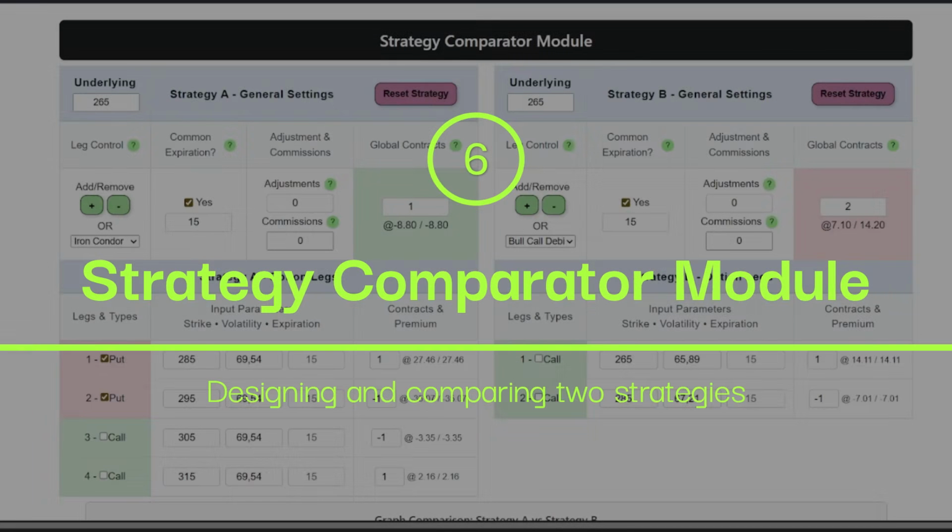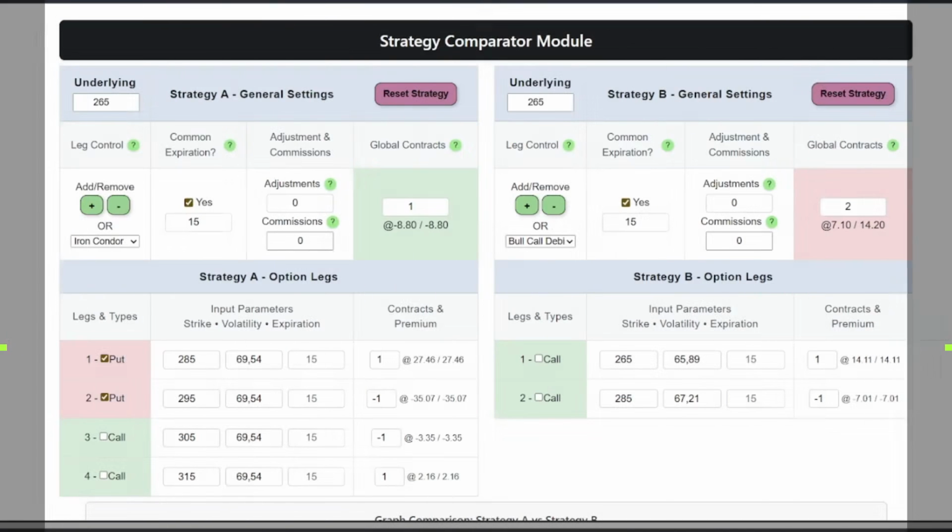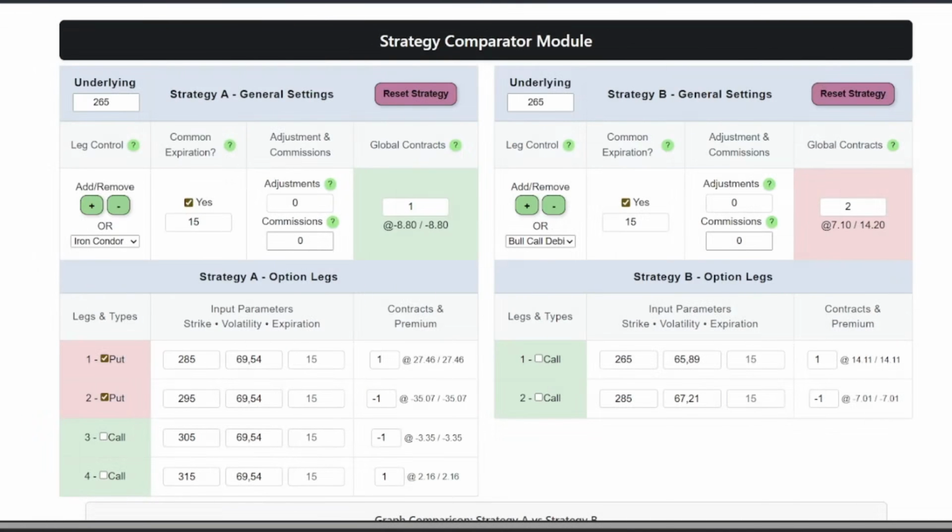The Strategy Comparator module allows us to compare and analyze two strategies at the same time and on the same graph by changing the different parameters of the Black-Scholes model. In this example, we're going to start by comparing a long call strategy against the call debit spread.